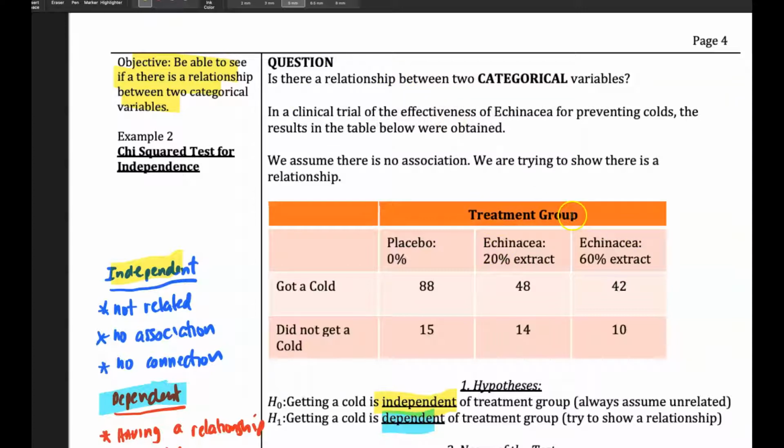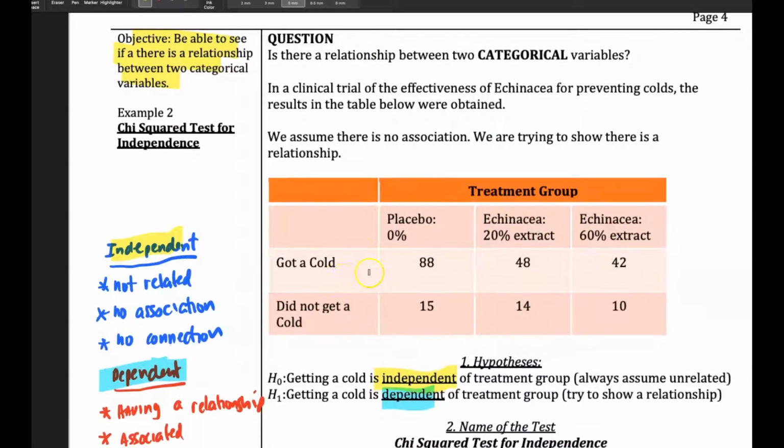And you can think of, we have groups of people who get a placebo, get a drug, 20%, and another get 60%. You want to test to see if it's good for preventing colds. And then you follow them. So what we're looking at to see is, is there a relationship between categorical variables, these categories, right, that you get a type of drug or the placebo, and whether you got a cold or didn't get a cold.